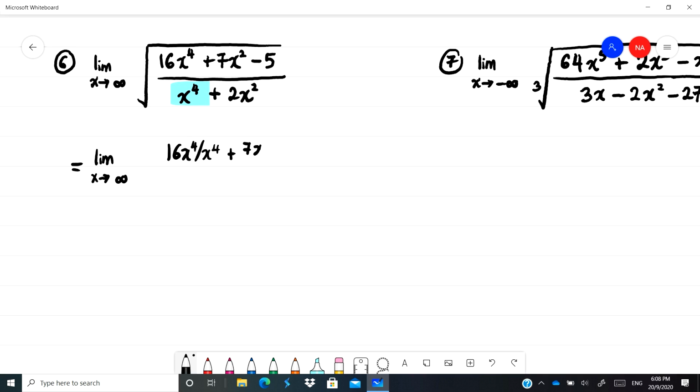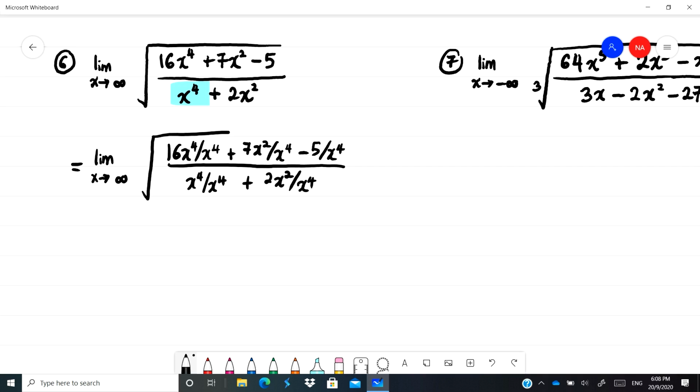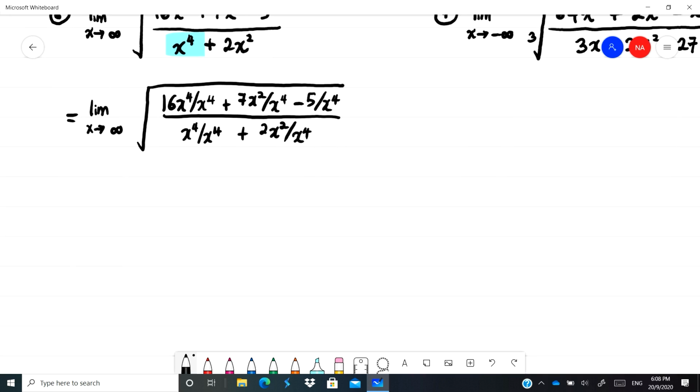Plus 7x squared divided by x to the power of 4, minus 5 divided by x to the power of 4, over x to the power of 4 divided by x to the power of 4 plus 2x squared divided by x to the power of 4. But don't forget this square root symbol, right? So now you're going to simplify that. Limit as x approaches positive infinity.